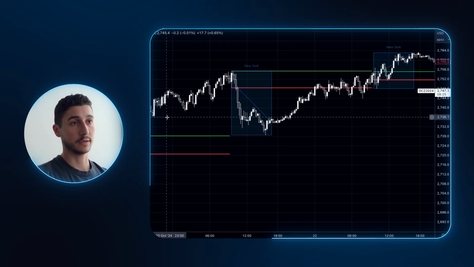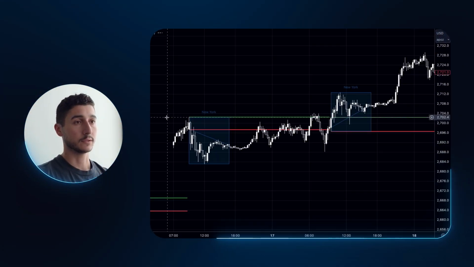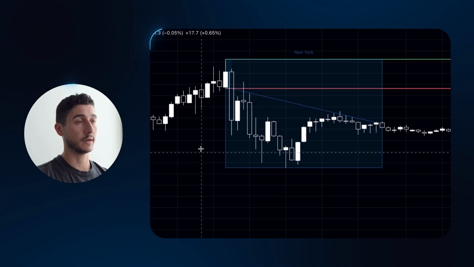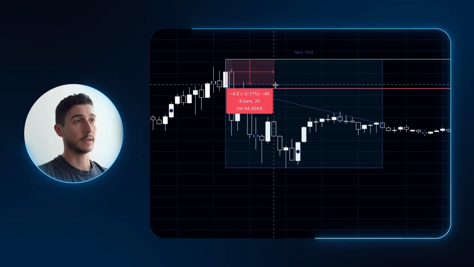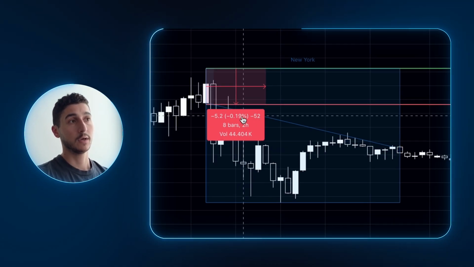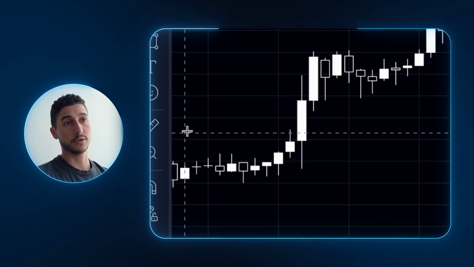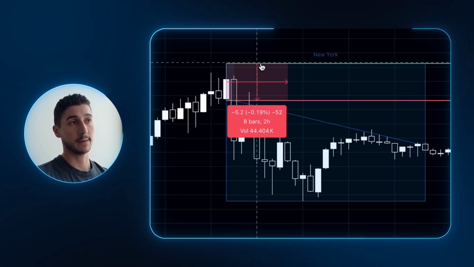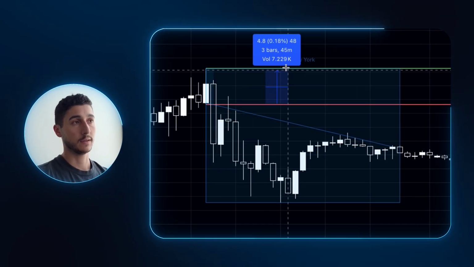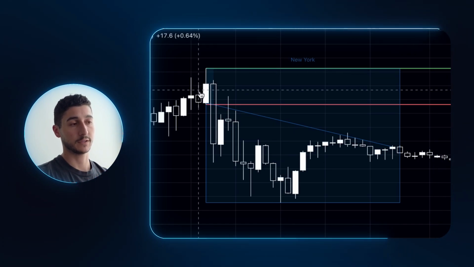Let's look at some other examples here. Let's look for hopefully a bigger one. Let's actually look right here. Right here, this one was 0.19%. You want to use this measuring tool to measure the difference. All you're doing is just checking the change in the price. So that's how you would do it.